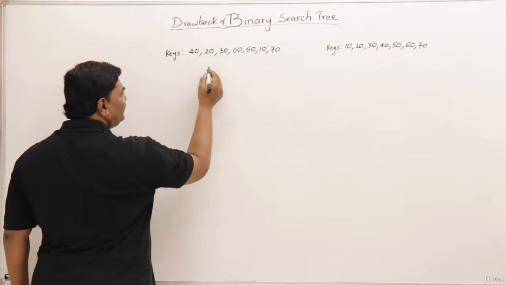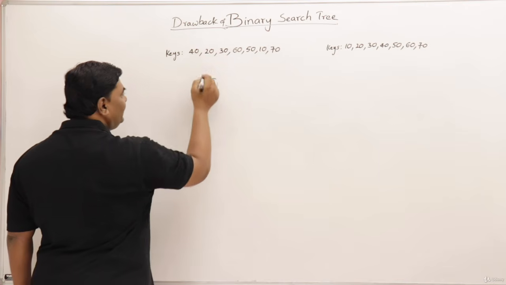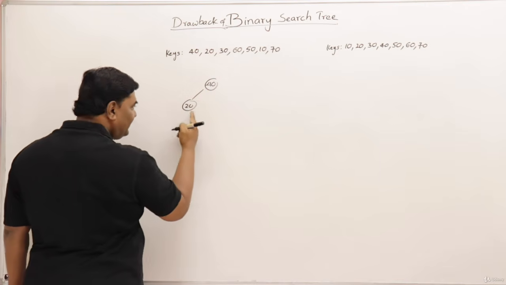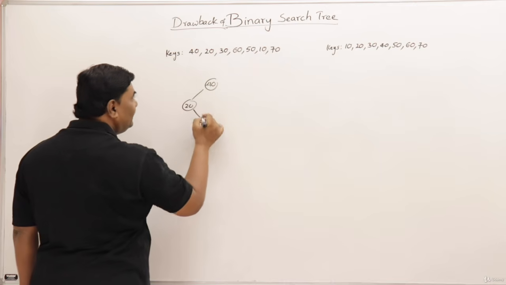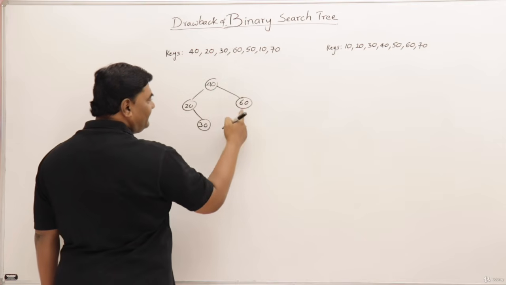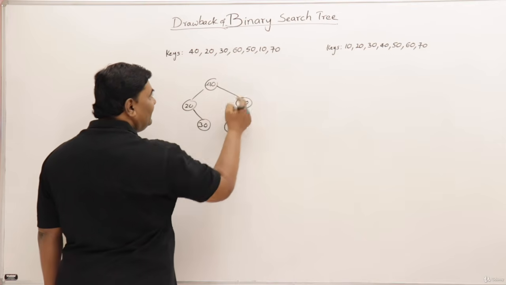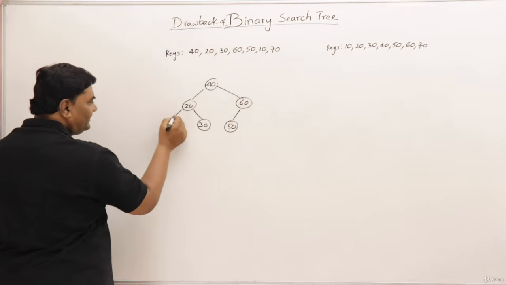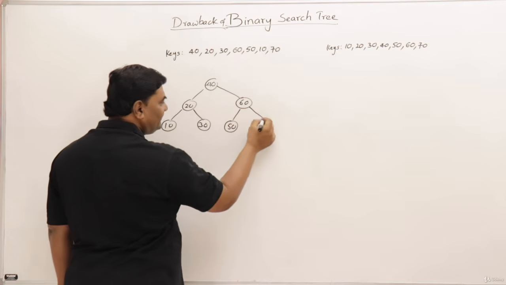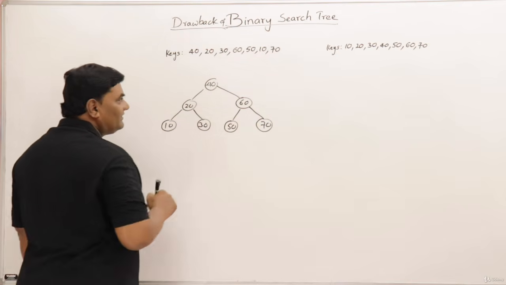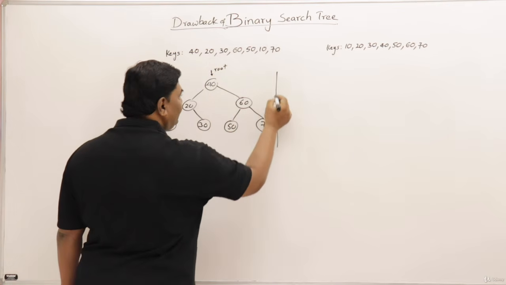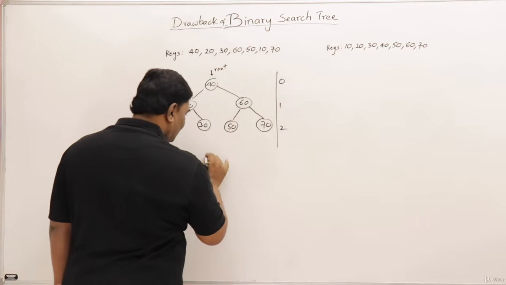Let us start. First element 40, create a node. 20 is smaller, it comes on the left side. 30 is smaller than 40 and greater than 20, so it comes on the right side. Then 60 is greater than 40, it goes on the right side. 50 is greater than 40 but less than 60, it comes on the left side. Then 10 is smaller than 40 and smaller than 20, so it comes on the left side. Then 70 is greater than 40, greater than 60, so it comes on the right side. So I got this tree. This is the root of the tree. And what is the height of the tree? 0, 1, 2. So the height is 2.